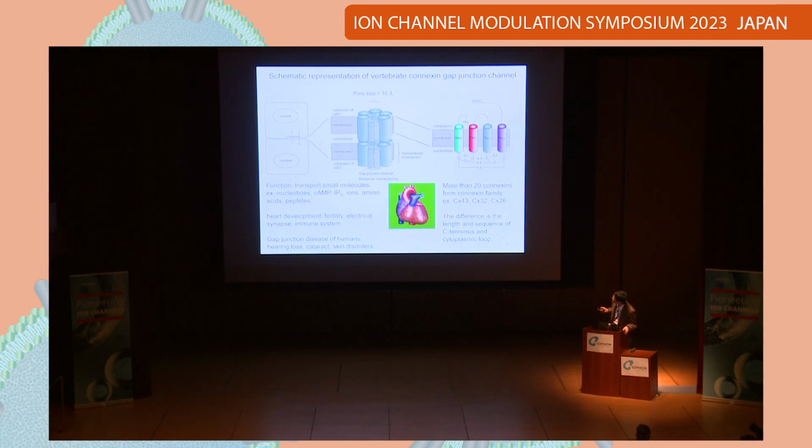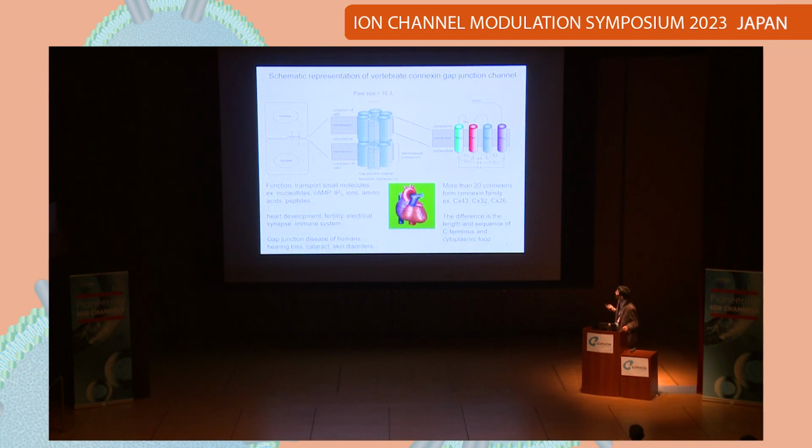Gap junction channels are cell-cell communication channels that transport small molecules such as nucleotides, second messengers, ions, amino acids, up to peptides. This function is associated with various kinds of biological events, for example, heart development, fertility, electrical synapse, immune system, and others. The loss of function of this gap junction channel is known to cause human diseases like hearing loss, cataract, skin disorders, and heart diseases.